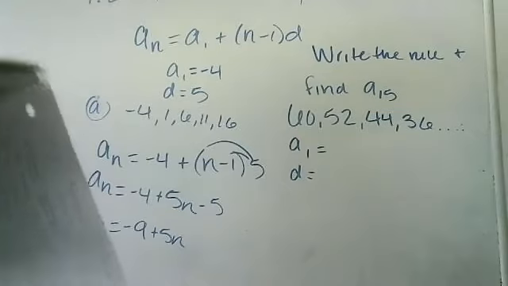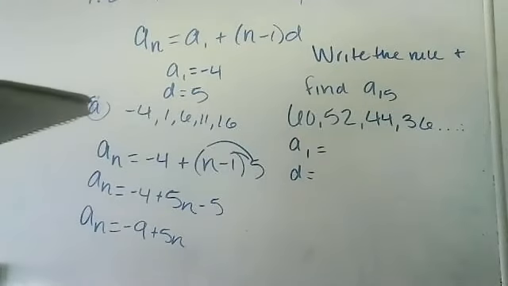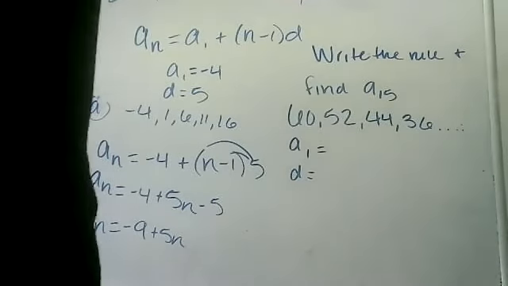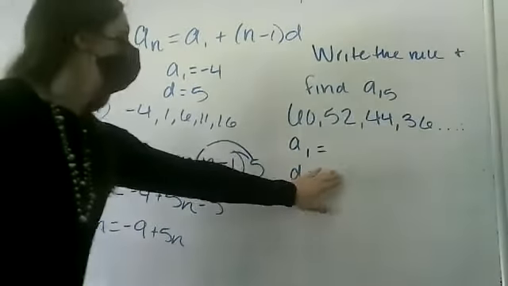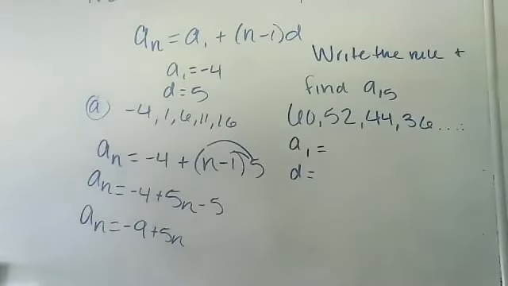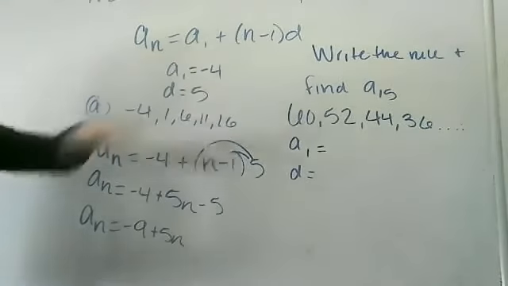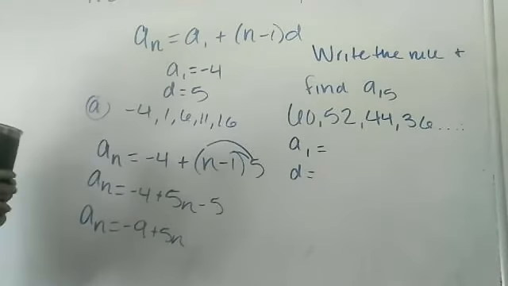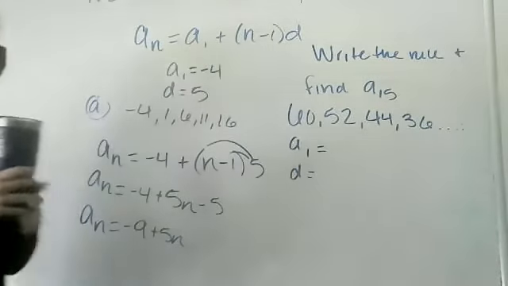So if we were to find a sub 15, that would be the 15th term in the sequence. Yes, good. So what you would want to do is use your rule and plug 15 in for your n in here to find a sub 15. You don't want to actually count down to it. You want to plug that 15 into your n value. So we use the formula. Good, very good.